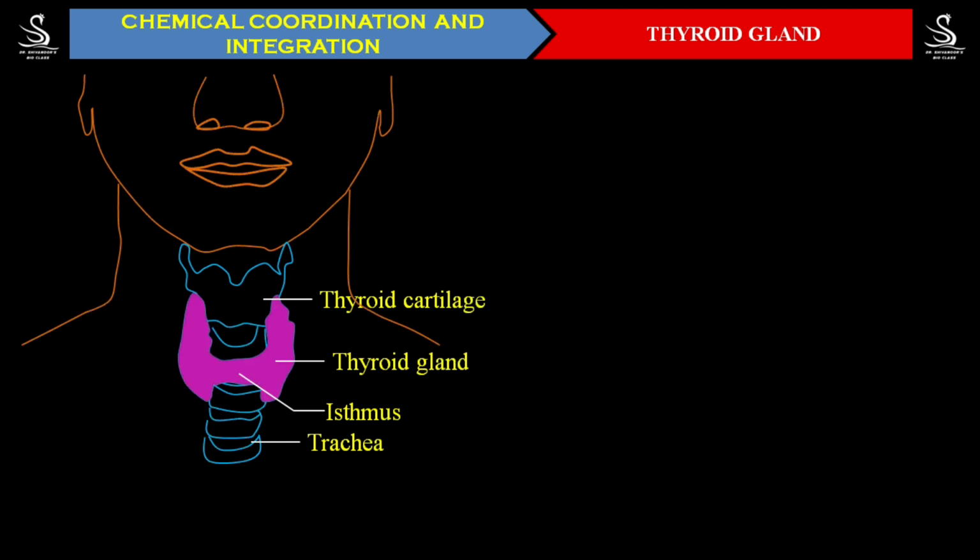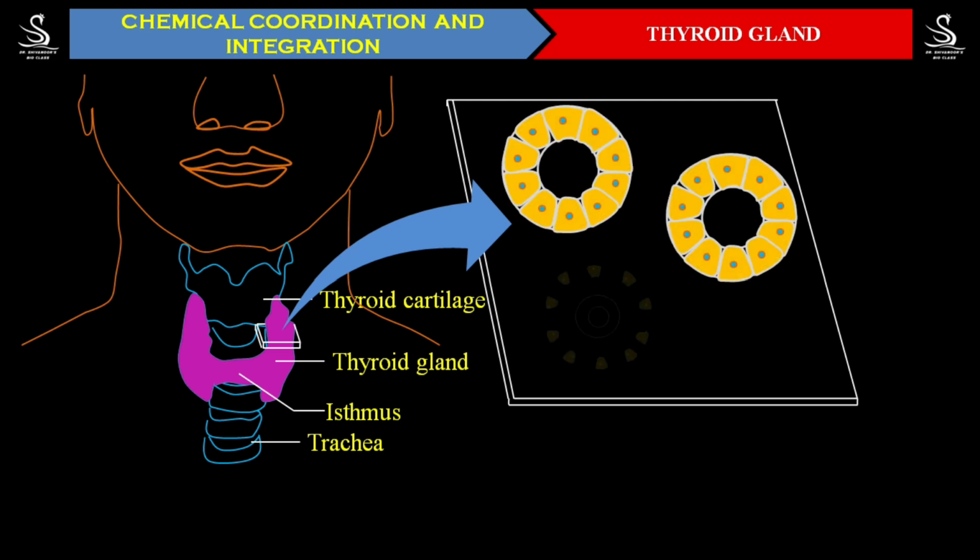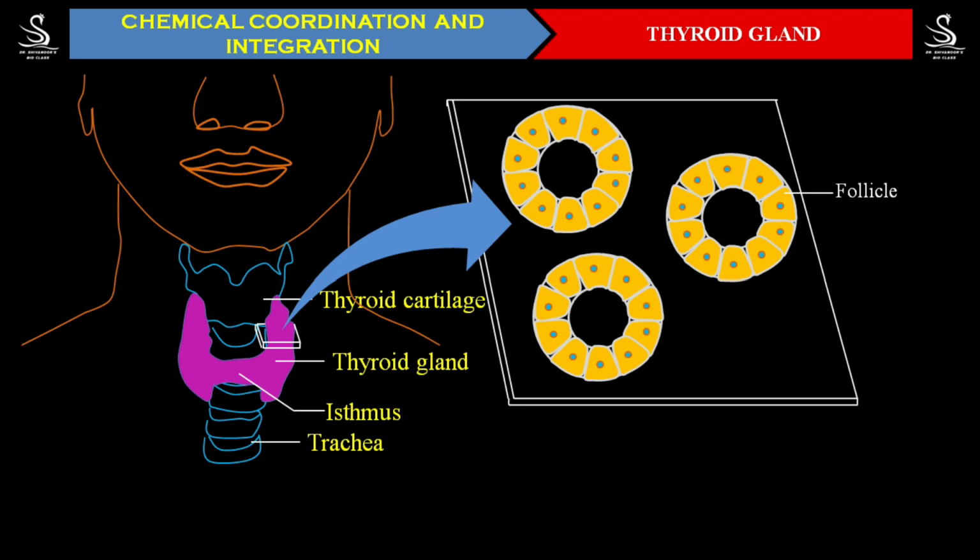So first, look at the histology of the thyroid gland. Suppose we take a cross section of the thyroid gland and magnify it. We'll see clusters of cells. These clusters of cells are called thyroid follicles. Actually, the biological meaning of follicle is a group of cells. These follicles have a cavity inside them, called the lumen. In between the thyroid follicles, we'll see connective tissue, called stromal tissue.